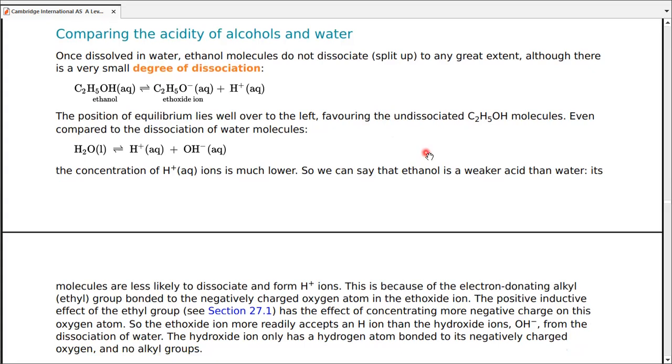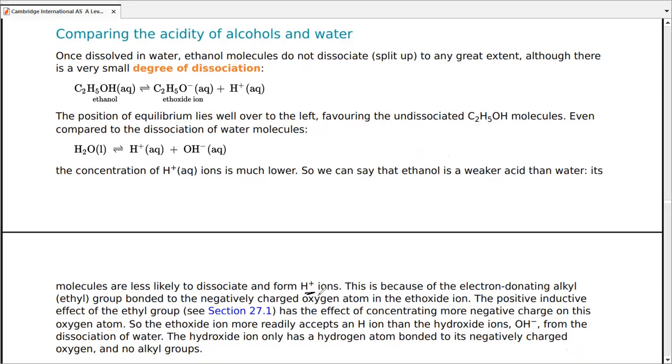Now, this paragraph is going to discuss the charges and how good they are in donating the proton, as well as, since these are both reversible reactions, how much of the reverse reaction is going to occur. So pay close attention to it. Now, ethanol molecules are less likely to dissociate and form H positive ion.